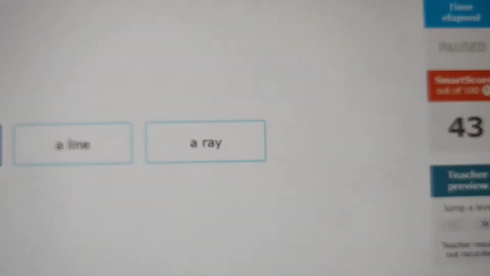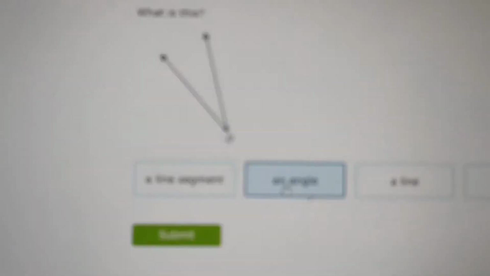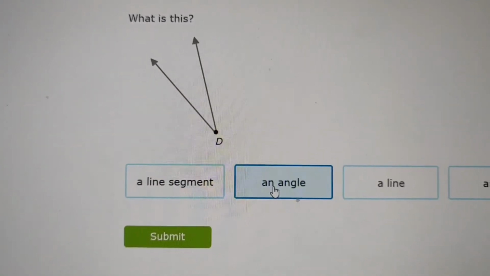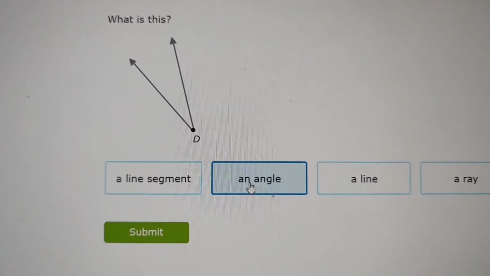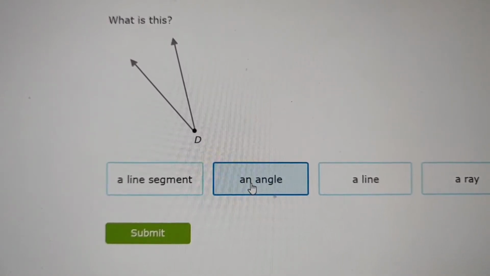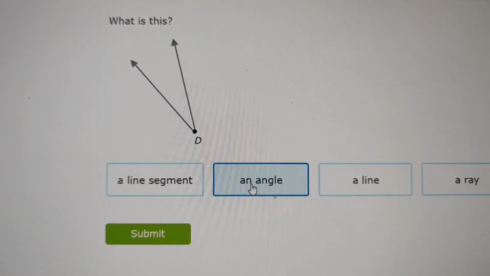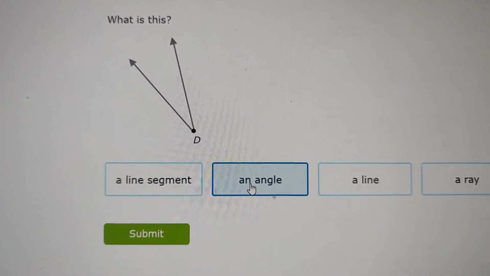And I wonder if anyone thought that it was a ray. Well, here there are 2 rays, so it's not a ray or 1 ray, and those 2 rays make up an angle.